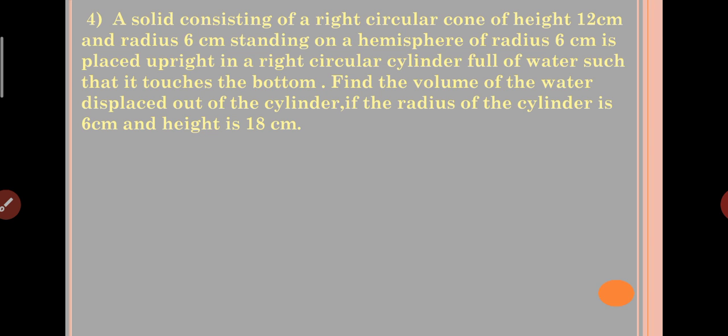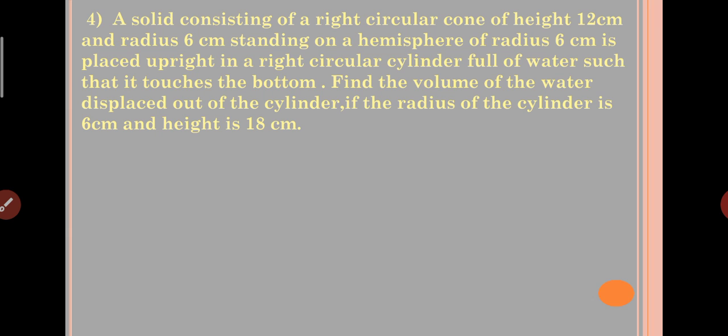First I want to discuss about the cylinder. See the last line of the question. What is the radius of the cylinder? 6 cm. What is the total height of the cylinder? 18 cm. Okay, so a cylinder of height 18 cm and a base radius 6 cm. It is full of water.